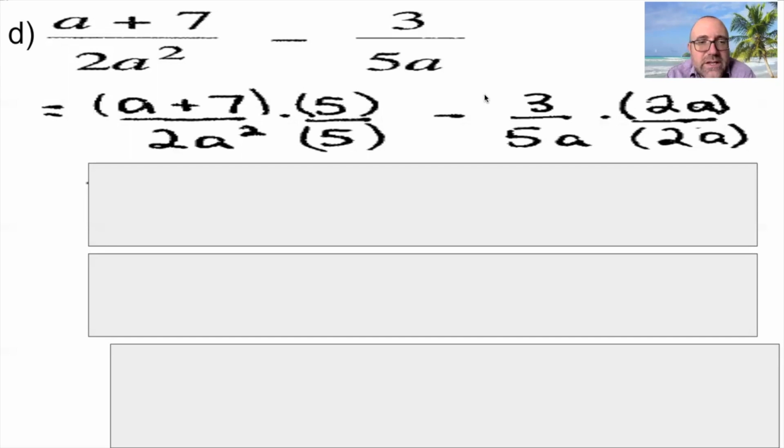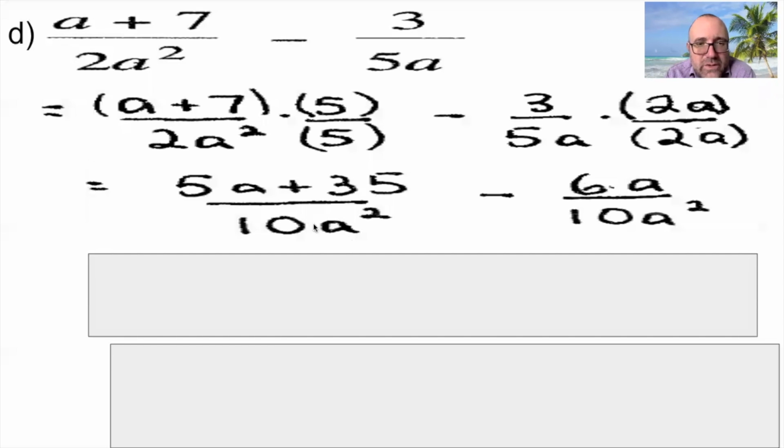If you do that, you're going to actually just distribute them now. You get the 10a squared and 10a squared. Excellent, you have the common denominator now. The next thing you need to focus on is the top. Do it correctly by timesing by 5. 5 times a, 7 times 5, 3 times 2a, hence the fact that's where they are.